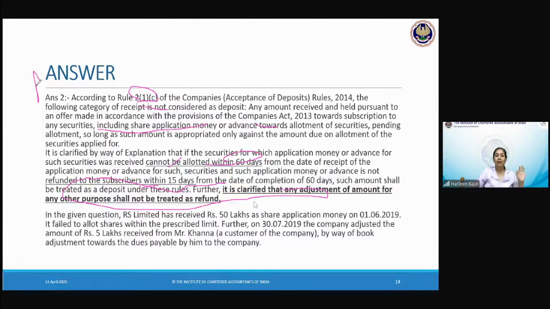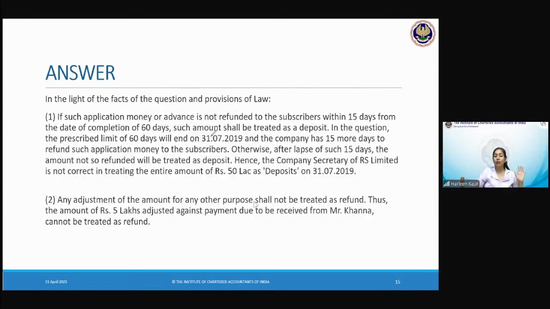So how you have to write the answers? First, you'll write provisions of the case. You will give the respective section, what all the provisions are given over there. Then, children, you will give facts of the case. What are the facts? RS Limited has received 50 lakh as share application money, but he failed to allot. So on 30th July, he is trying to refund the amount by way of adjustment. Can he do that? No, ma'am, he cannot do that. He has to refund the money. So if the application money is not refunded, it will be treated as deposit. Any adjustment that has been made is not treated as refund. Therefore, the amount shall be treated as deposit. Okay.